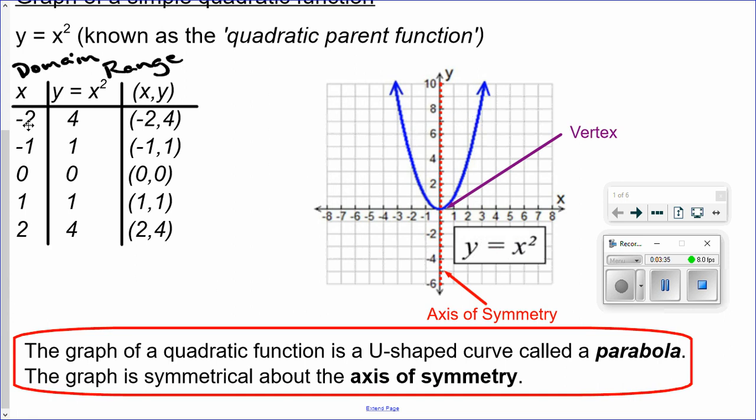So you can see when you plugged in negative 2, you got positive 4 out. When you plugged in positive 2, you got positive 4 out. So the left side and the right side are identical, and that's called symmetry. The line that splits them in half, that's known as the axis of symmetry. And the last piece of information on this screen is the vertex. So the vertex is this point right here. It's at the bottom of the U, bottom of the parabola. That's called the vertex. We're going to talk more about the vertex in just a few minutes. All right, so let's move along.